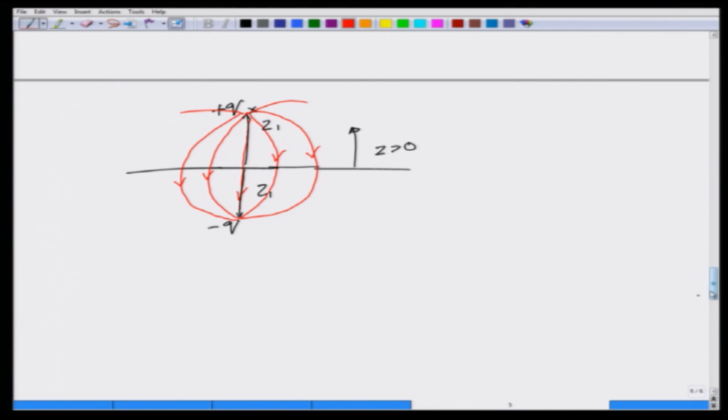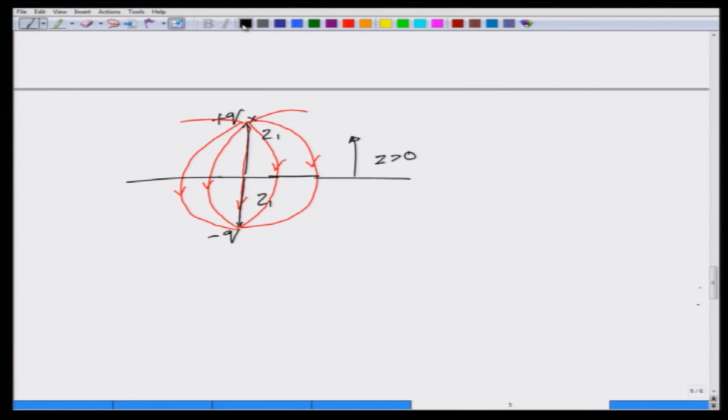So, in fact, this problem that we have here is called the image problem. The image problem is the one in which we have removed the conductor, but put a negative charge here at exactly the same distance z1. Now, why should it be exactly at the same distance? Consider what is the potential here in the original problem. The potential at point P was equal to 0, because it was a grounded conducting plane.